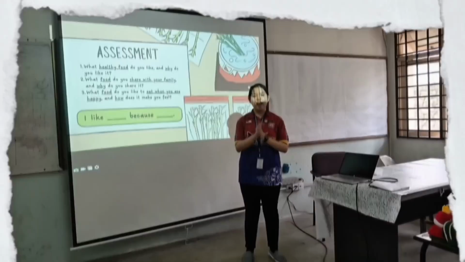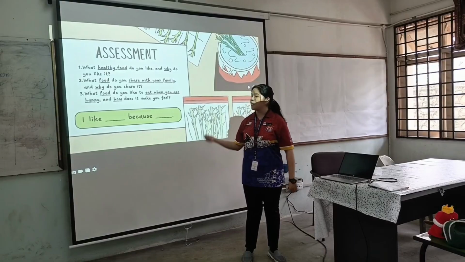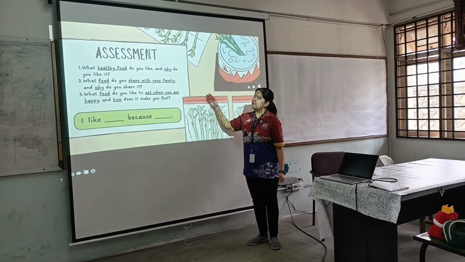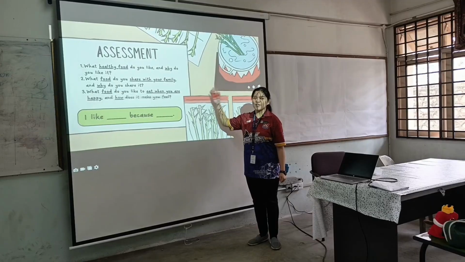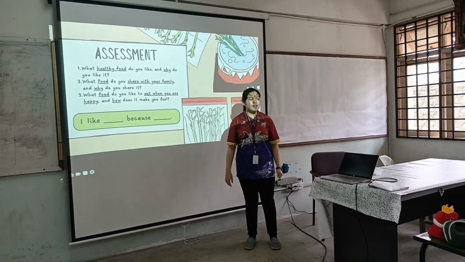Yay! Alright, so now let's do the assessment, which is the practice to see how much you understand in this lesson. So, what healthy food do you like and why do you like it? I'm going to ask Xiang. Teacher, I like to eat broccoli because broccoli looks like a tree and it's green.